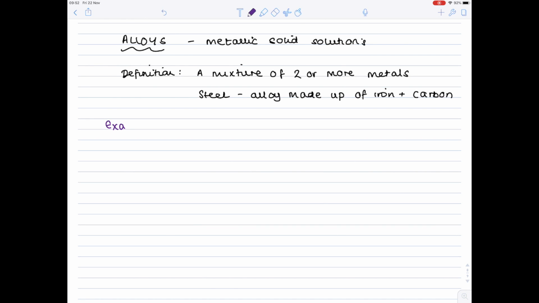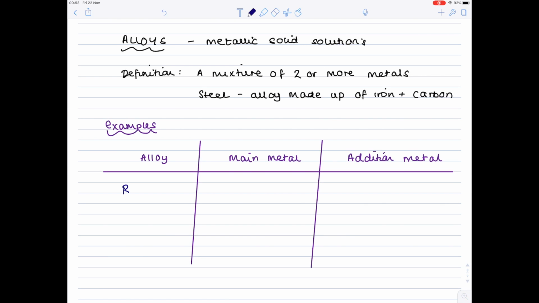Let's have a look at some examples of alloys now. So we'll have a look at the alloy in question, the main metal that alloy contains, and the additional metal that turns it into an alloy. So starting with bronze, the main metal here is copper, and tin has been added as the alloying metal. Next up, brass, again copper, but instead we have zinc. And remember, brass is an extremely hard metal used as the pins on plugs, so it's a good conductor too.